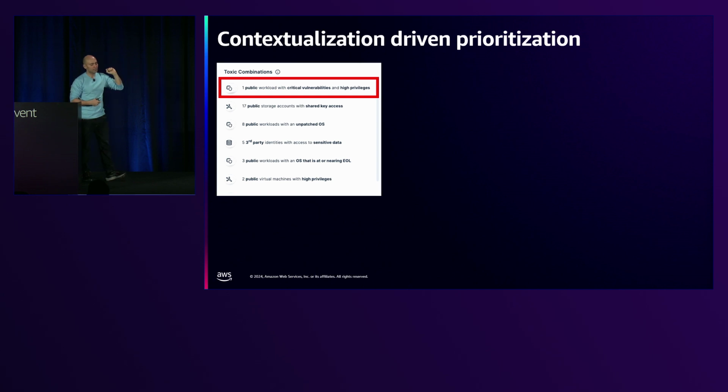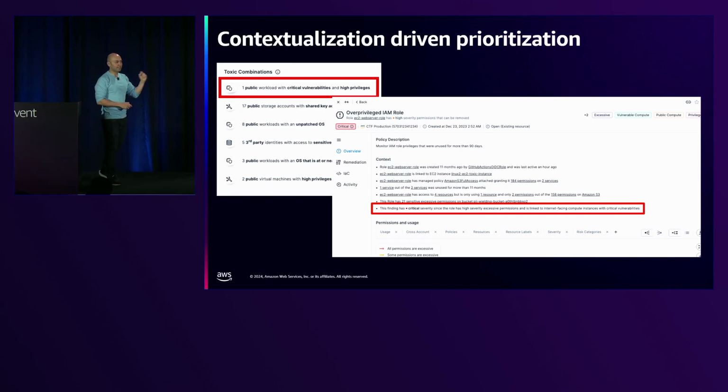So for example, one thing that you can see is where you have public workloads, that is, they're public to the internet, they have critical vulnerabilities on them, and they have high privileges. That is exactly what attackers are looking for, and where you should probably focus your attention.